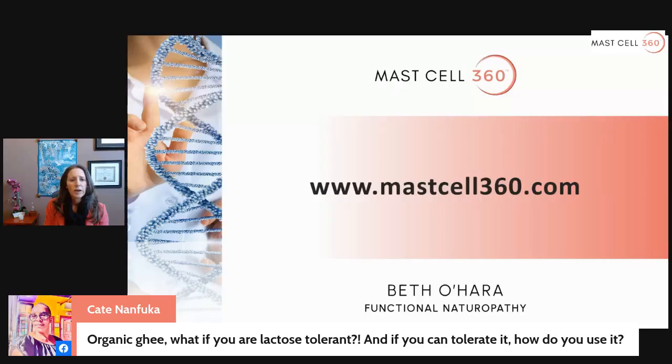If you tolerate ghee, how to use it? You just use it in cooking. You can use it as a butter replacement for anything where you would use butter. I've even had people with salicylate intolerance use it, and I've used it on skin as a moisturizer as well.